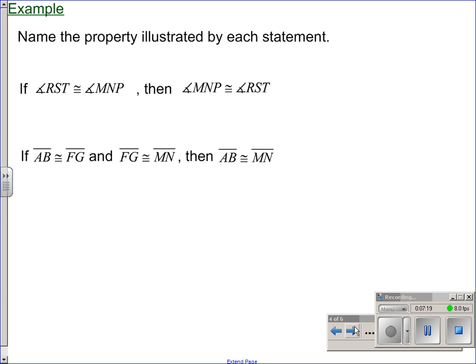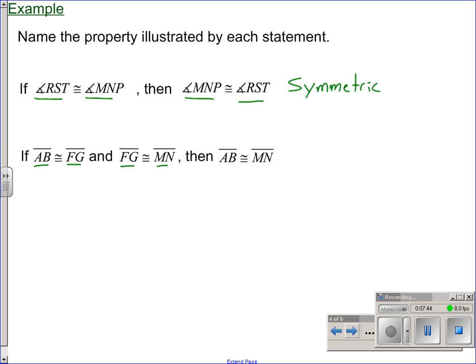So this example just goes with that last slide. Just name the property that's illustrated with the statement. So in this one, angle RST congruent to angle MNP. Now we got angle MNP congruent to RST. We just switched the order. Symmetric property.